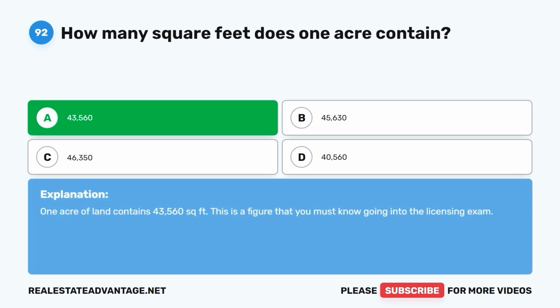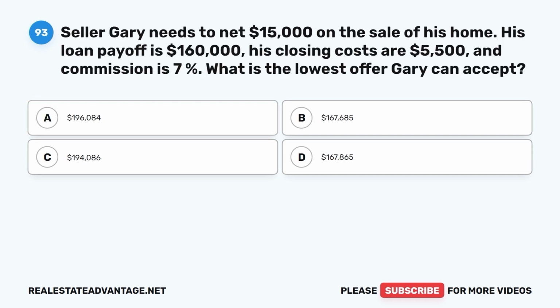43,560. 1 acre of land contains 43,560 square feet. This is a figure that you must know going into the licensing exam. Question 93. Seller Gary needs to net $15,000 on the sale of his home. His loan payoff is $160,000, his closing costs are $5,500, and commission is 7%. What is the lowest offer Gary can accept?